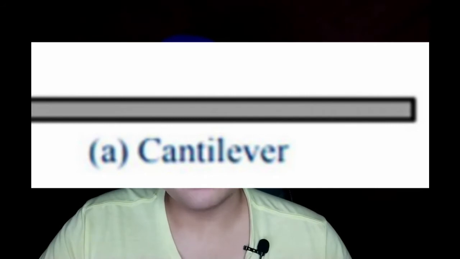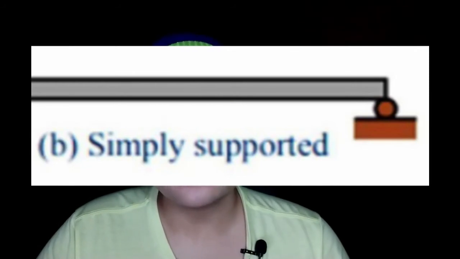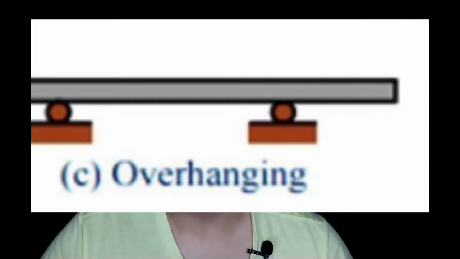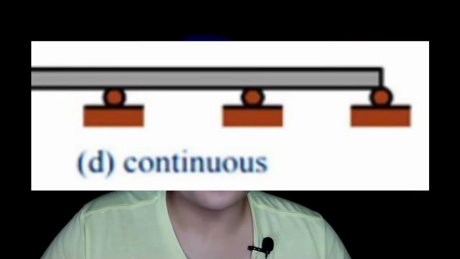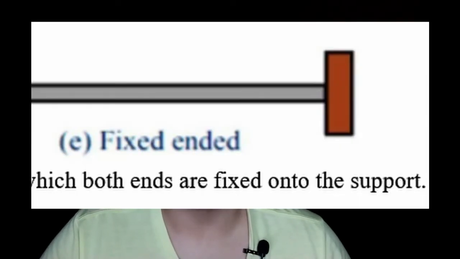There are 6 types of beams. The first one is cantilever, where the beam is only fixed at one end. Second is simply supported, where the beam is supported by a pin and roller at each end. The third one is overhanging, where the support is not located at the end of the beam. Number 4, continuous, where the beam has 3 or more supports. Number 5, fixed end, a beam where both ends are fixed onto the supports.